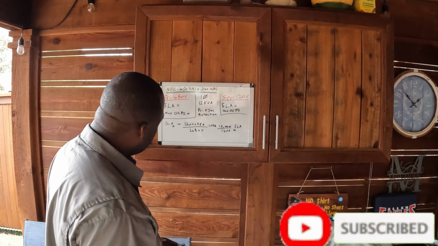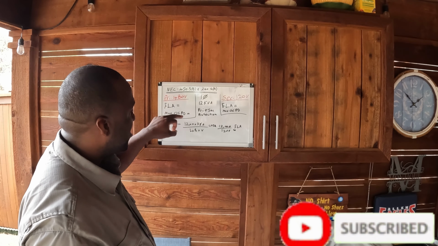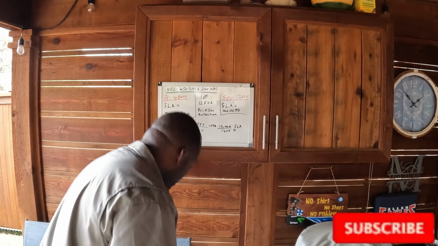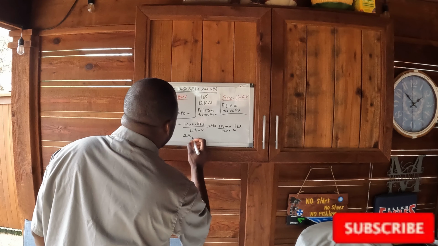Now, because we're looking for the maximum overcurrent protective device, you have your 25 amps already. Your 25 amps.